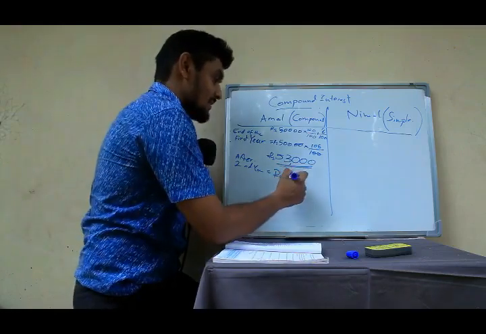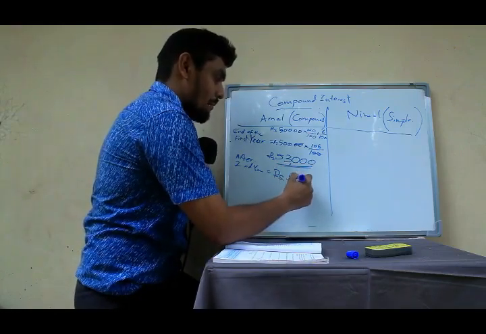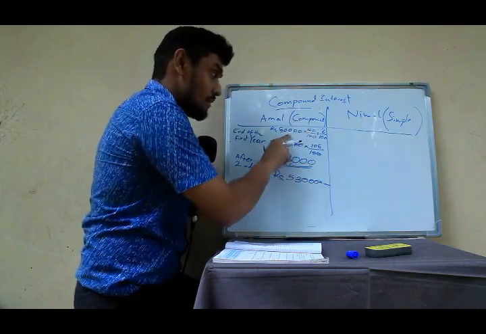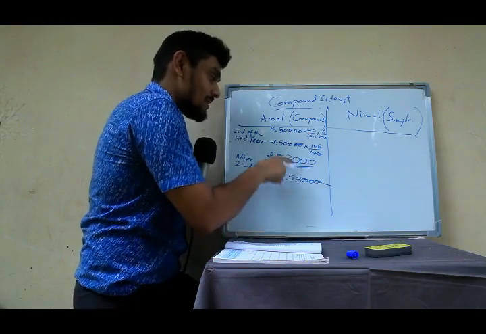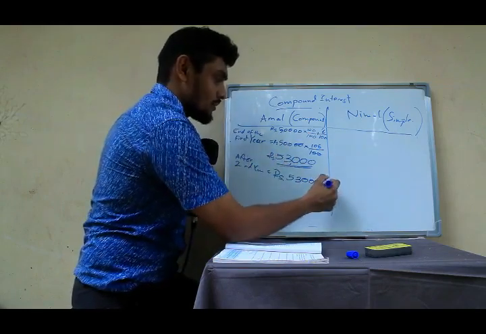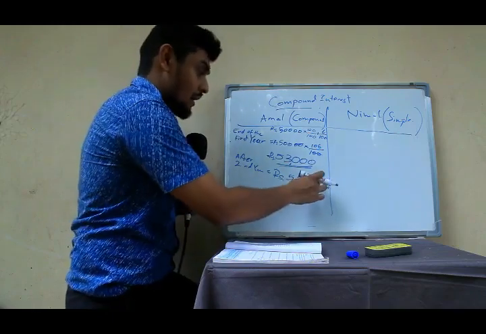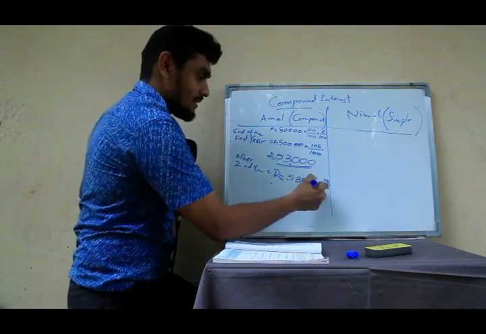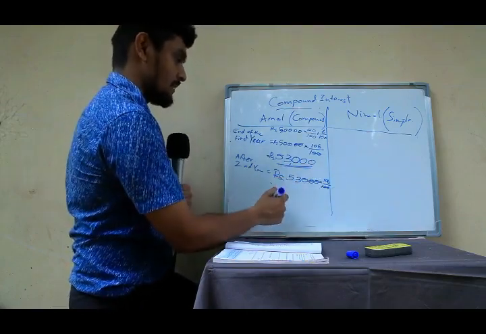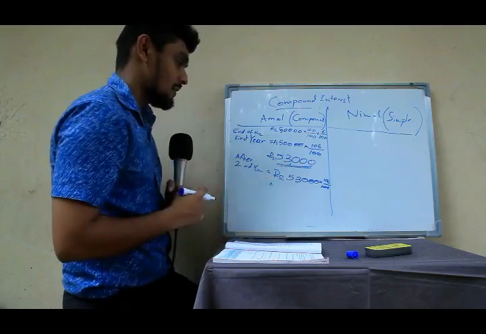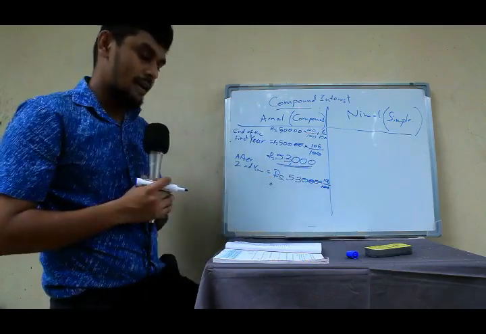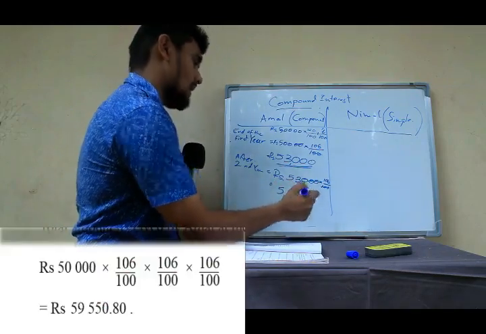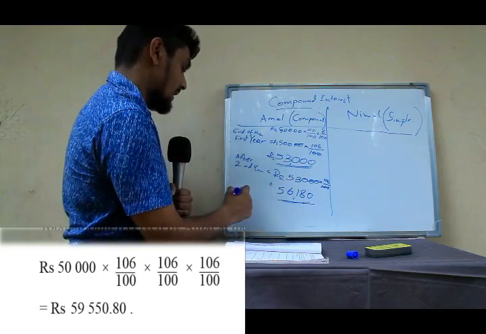So let's find the value. We apply 53,000 here. Why? This is compound, not simple. Simple means 50,000. Compound means the nearest year, the end of the first year. Yes, 106 again, because now the amount is 53,000. Go for that one. Then 530 into 106 gives 56,180 as the amount.